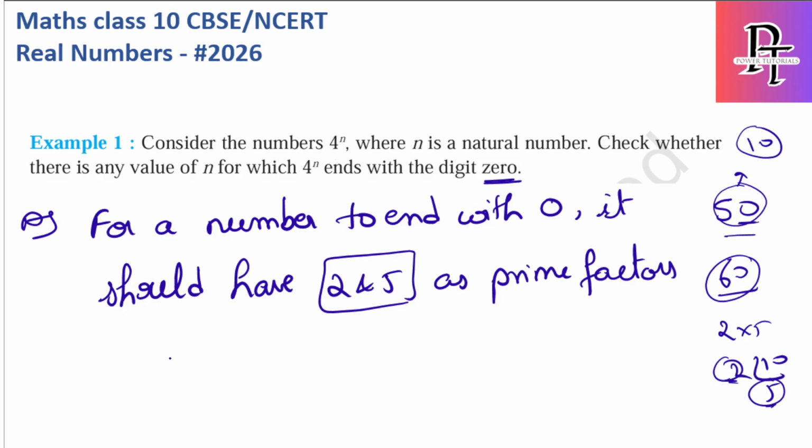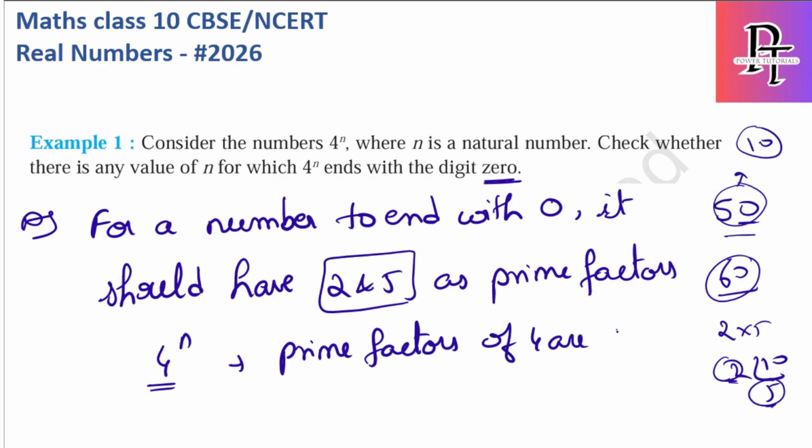What about 4 power n? If you consider 4 power n, what are the prime factors of 4? I can write the prime factors of 4 are only 2, because it can be written as 2 power 2 whole power n, or simply 2 power 2n. So what is the number? Only a factor which is 2. So therefore it will not end with 0. It will not end with 0.